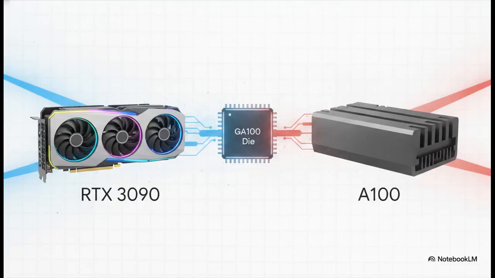This brings us to a really fascinating hardware mystery. I like to call it the RTX 3090 versus A100 paradox. We're comparing a high-end consumer gaming card, the RTX 3090, to an absolute data center titan, the A100. And what's wild here is that both of these GPUs are built on the exact same underlying silicon die. They both use NVIDIA's GA100 chip and share the exact same Ampere architecture foundation, yet they are tuned for completely different universes.